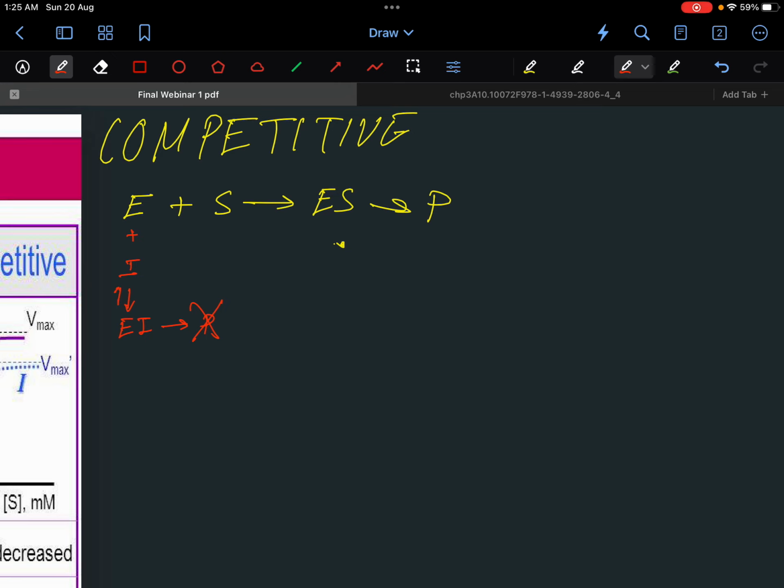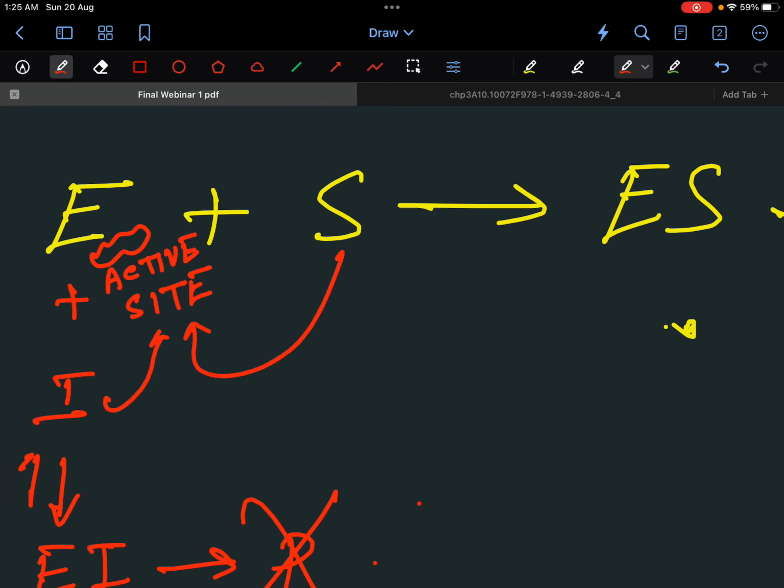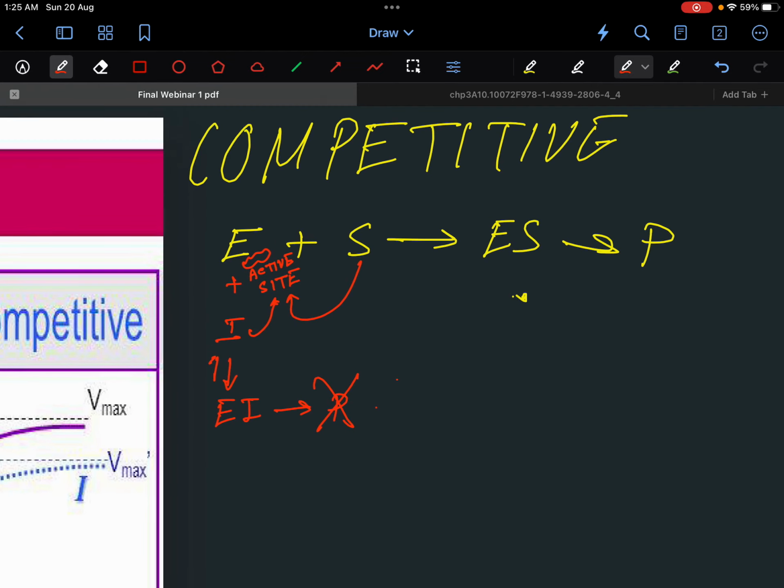So it will compete with the enzyme itself. The inhibitor is competing with the substrate to bind with the enzyme. The binding site of the inhibitor is the active site of the enzyme. If this is the enzyme and this is the active site of the enzyme, the substrate will try to bind here, the inhibitor will try to bind here, and there will be a competition. This is known as competitive inhibition.